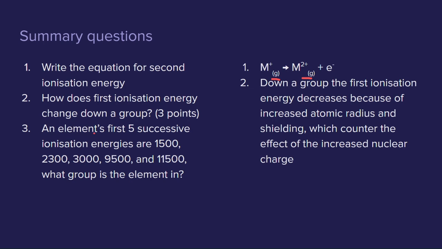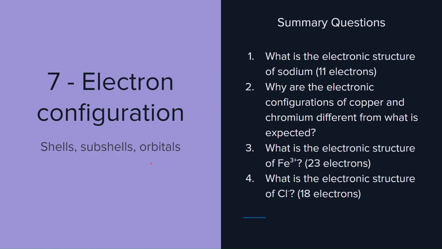3, an element's first 5 successive ionization energies are 1,500, 2,300, 3,000, then 9,500, and 11,500. This is all in joules probably. What group is the element in? It's in group 3 because of the big jump there, that's an inner shell.